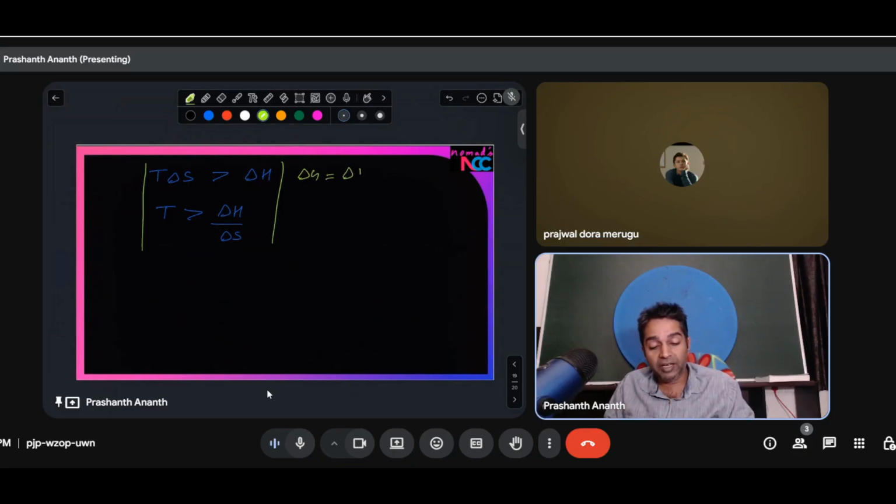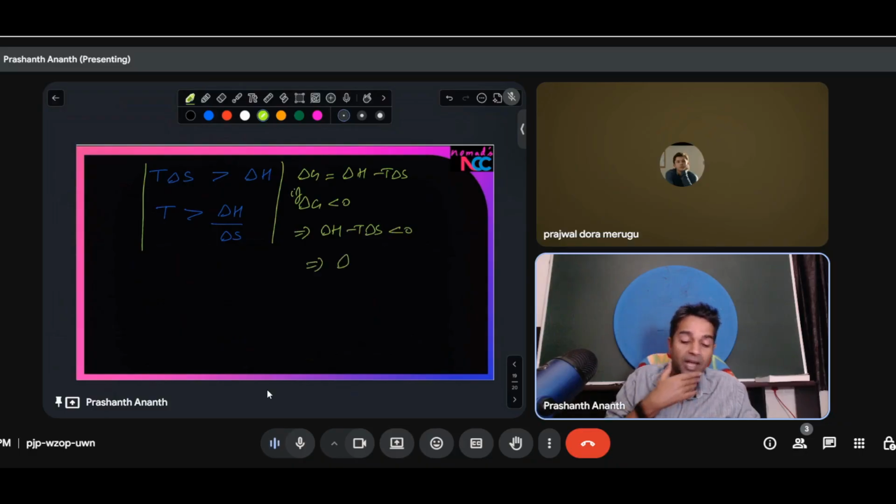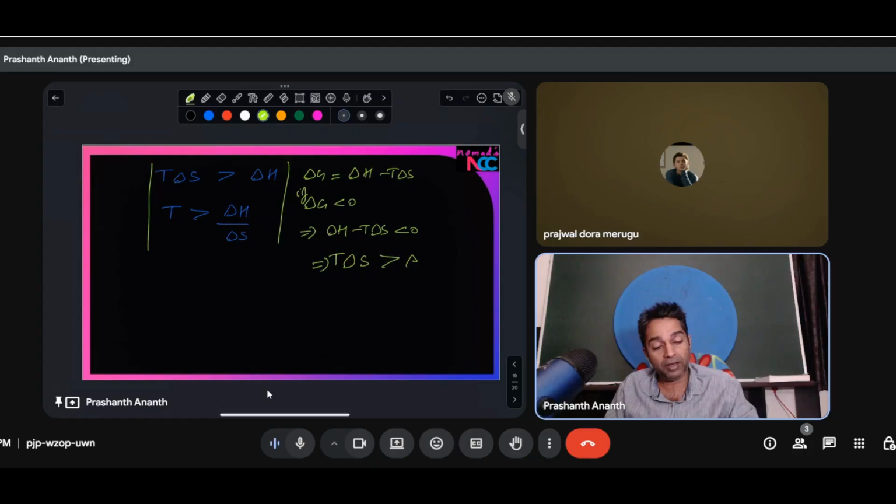Delta G is going to be delta H minus T delta S. So delta G should be less than 0. That is the idea here, which means delta H minus T delta S should be less than 0. In this particular case, delta H is positive and delta S is also positive. So we should effectively have the T delta S part overcoming my delta H part.